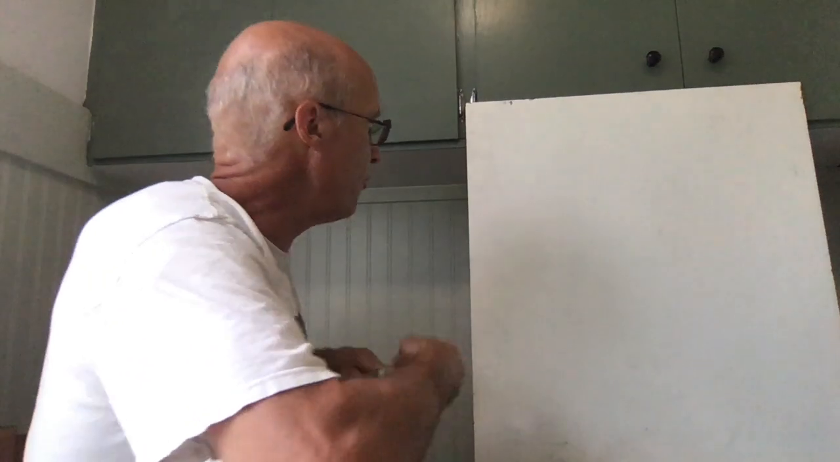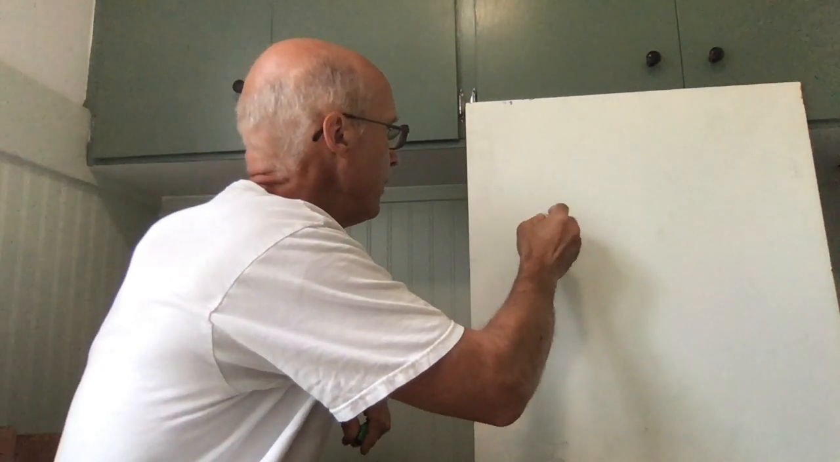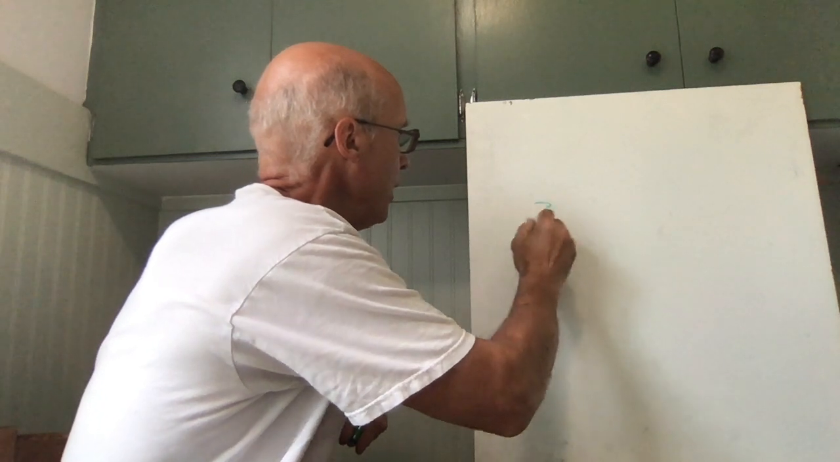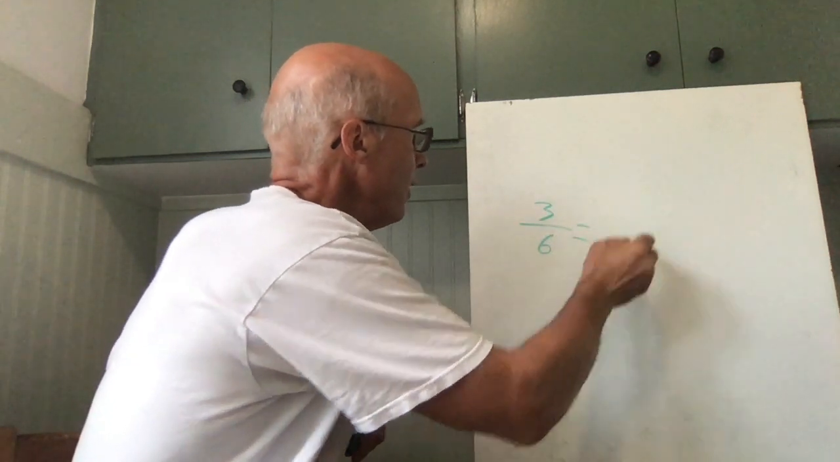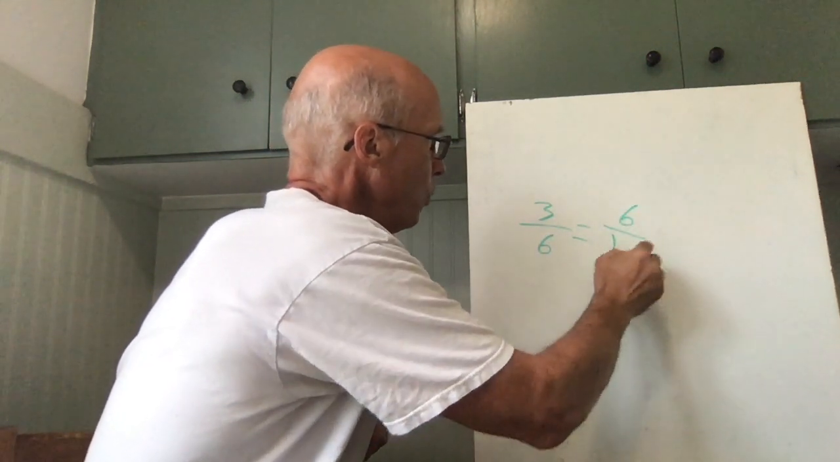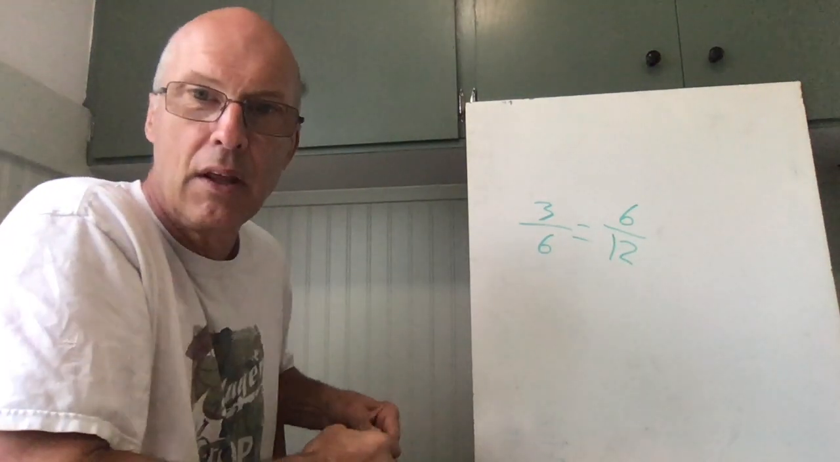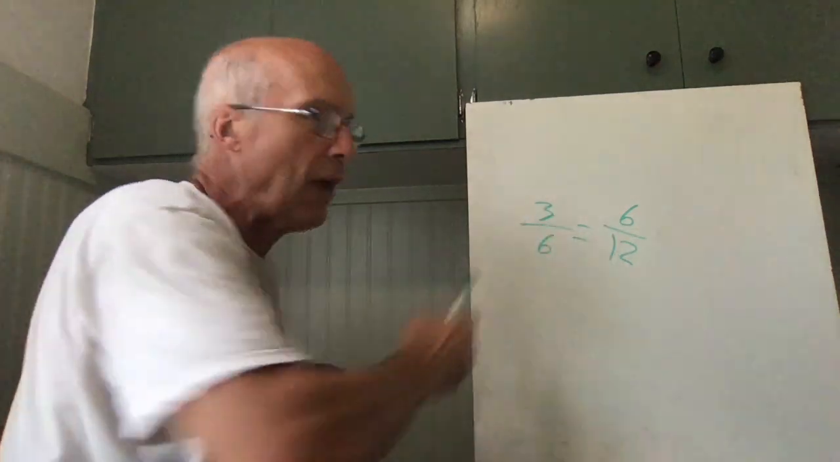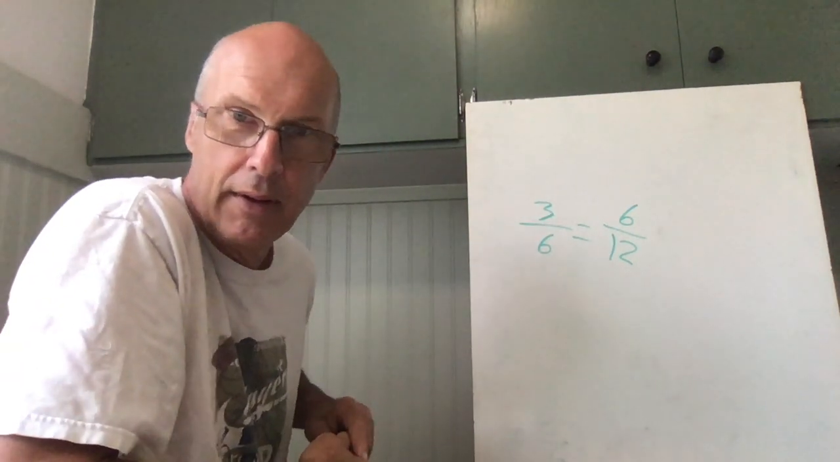So you guys remember what proportions are, right? Proportions are like 3 is to 6 as 6 is to 12, right? So a proportion is two fractions that are equal to each other.